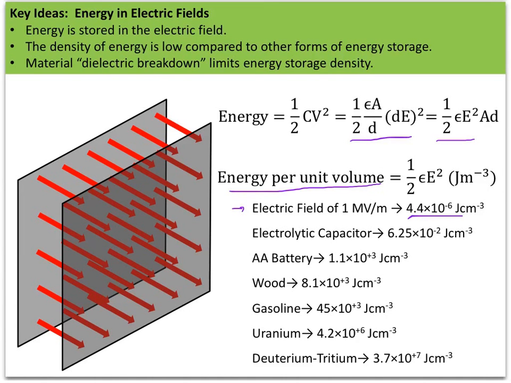The amount of energy you can store in terms of energy density in joules per cubic centimeter is very small compared to something like a capacitor, which is small compared to a battery. Even batteries don't store a lot compared to things that burn like wood and gasoline. And of course, nuclear sources like uranium or the deuterium-tritium fission give you absolutely ridiculous amounts of energy.